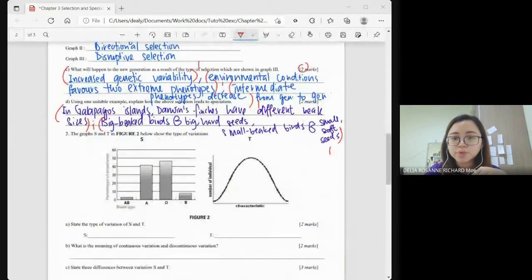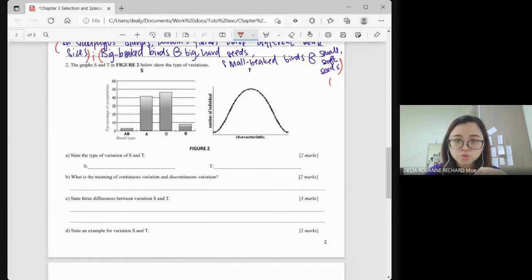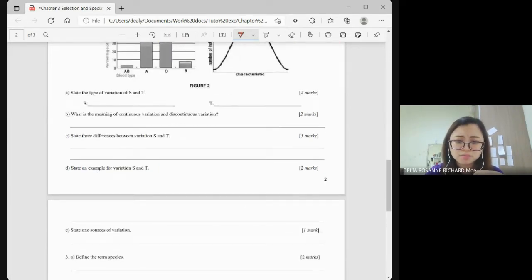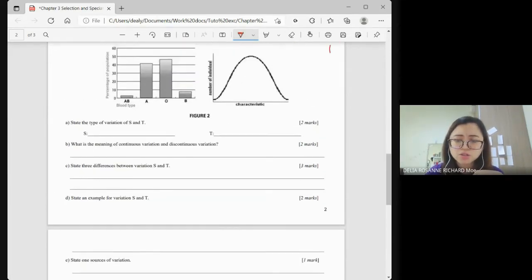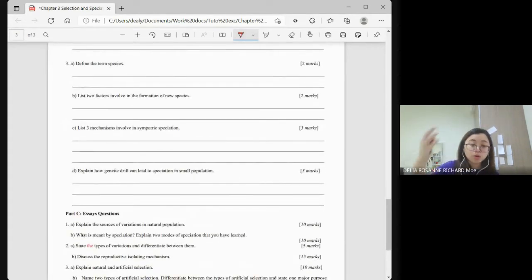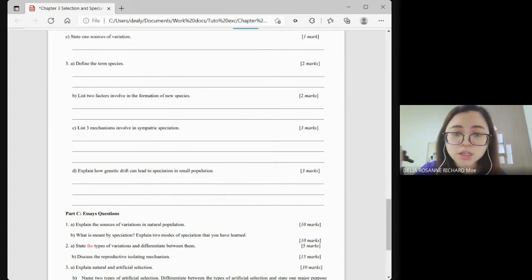Okay, so this is fairly simple. For question two, this is talking about variation, more or less what you learn about in school before. I think you learn about continuous and discontinuous variation when you were in school. So this is more or less that concept. If you want, you could try to answer this as well. It's not that difficult. But I'm not going to focus on it right now. You can ask me questions at the end of this Google Meet or just check the answer scheme. I'm going to go to question number three.